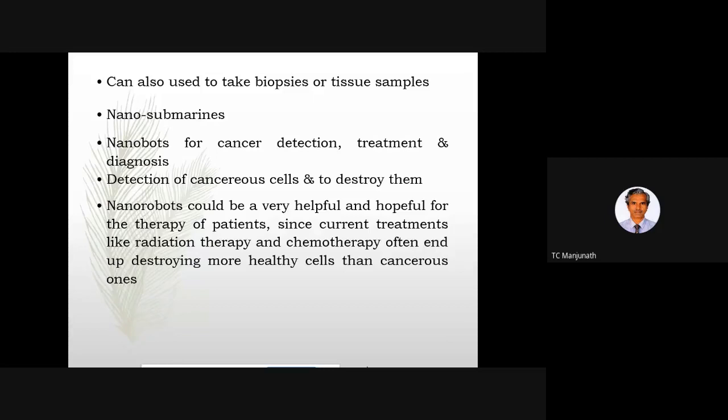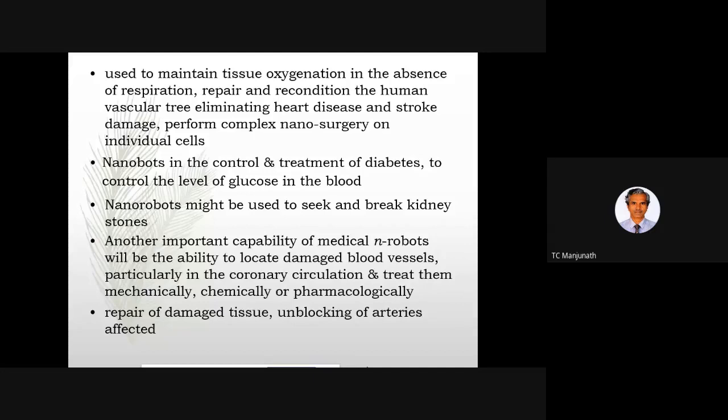And nanobots can be very useful for therapy of patients, since current treatments like radiation therapy and chemotherapy often end up destroying more healthy cells than cancerous ones. They can be used to maintain tissue oxygenation in the absence of respiration, repair and recondition the human vascular tree, and perform nanosurgery in the control and treatment of diabetes, to control the glucose level in the blood, and to break kidney stones. Medical nanorobots can locate damaged blood cells, like the DNA strand. They can repair and come out, repair damaged tissues, unblock arteries, etc.